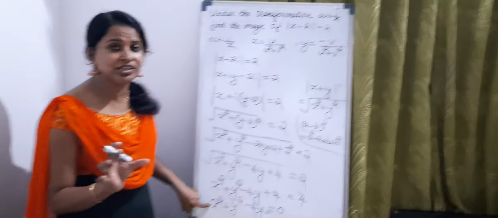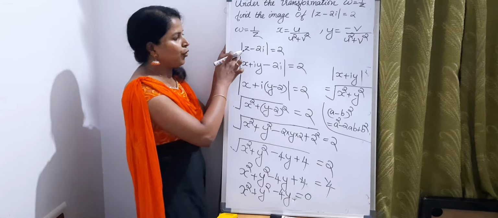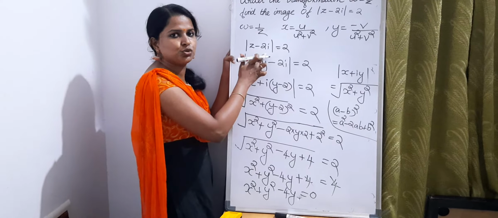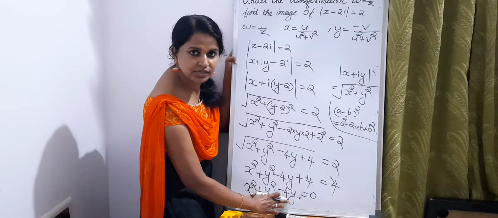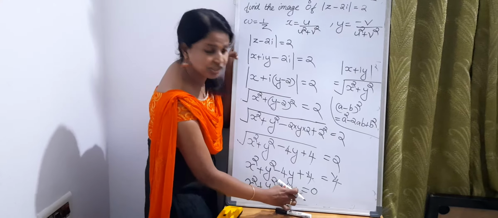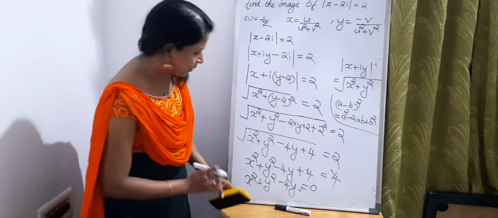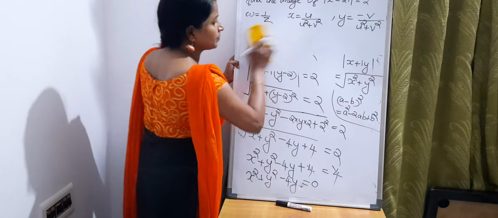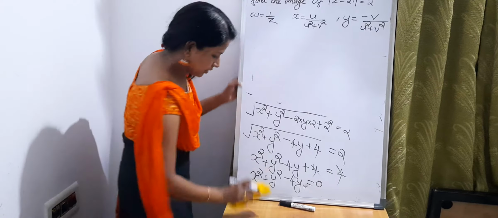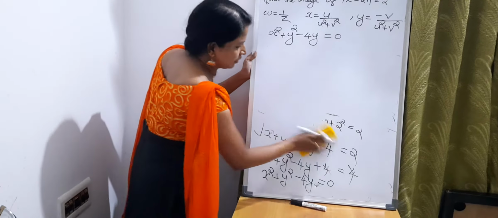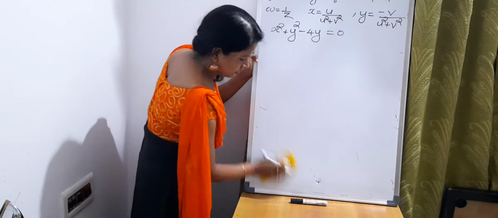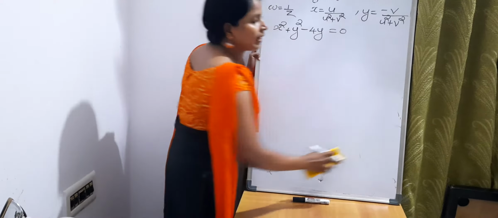First we find the equation in the Z plane. Here we get the form of modulus, mod z minus 2i equal to 2. Then we simplify. This is the equation in the Z plane. Then we get x square plus y square minus 4y equal to 0. Then what is the image in the W plane? We substitute x and y in this equation.